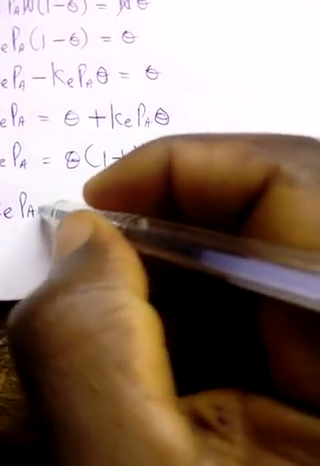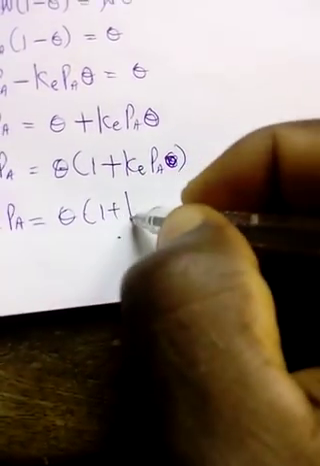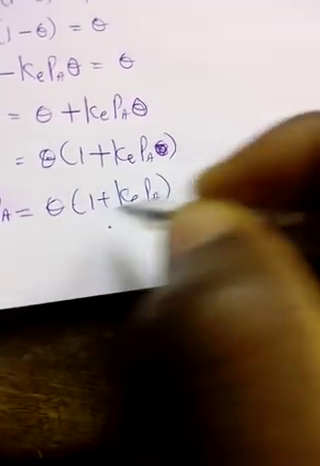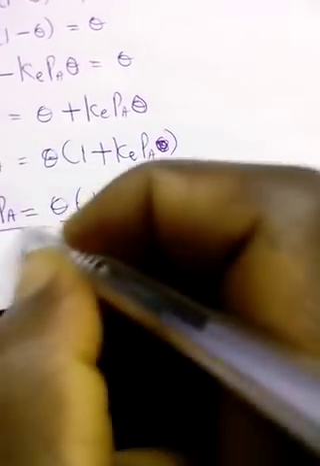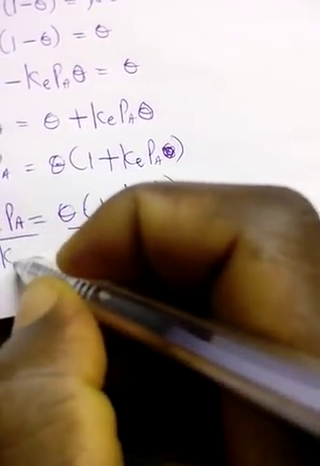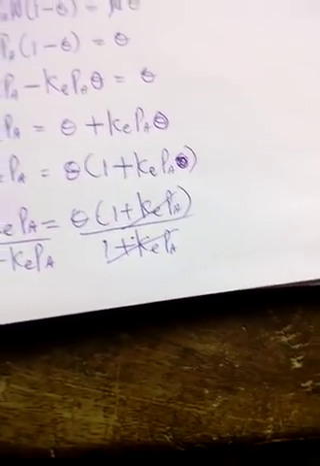So we have K equilibrium PA equals theta into bracket 1 plus K equilibrium PA, everything divided by 1 plus K equilibrium PA. So this can cancel. So we have theta equals KE PA all over 1 plus KE PA.